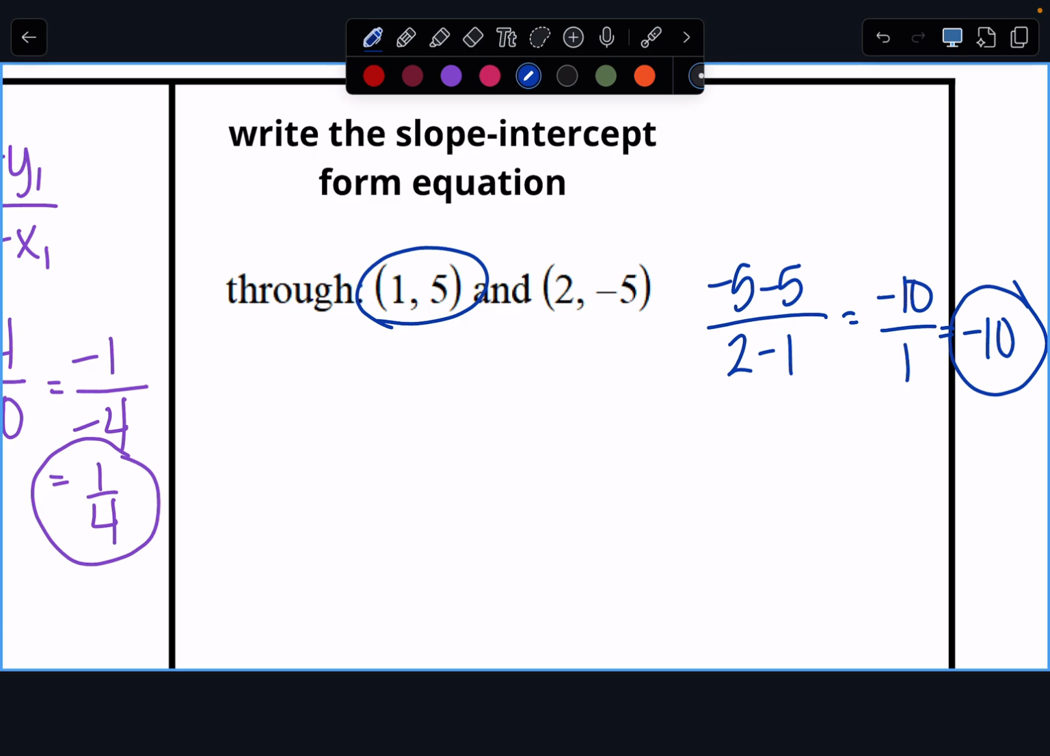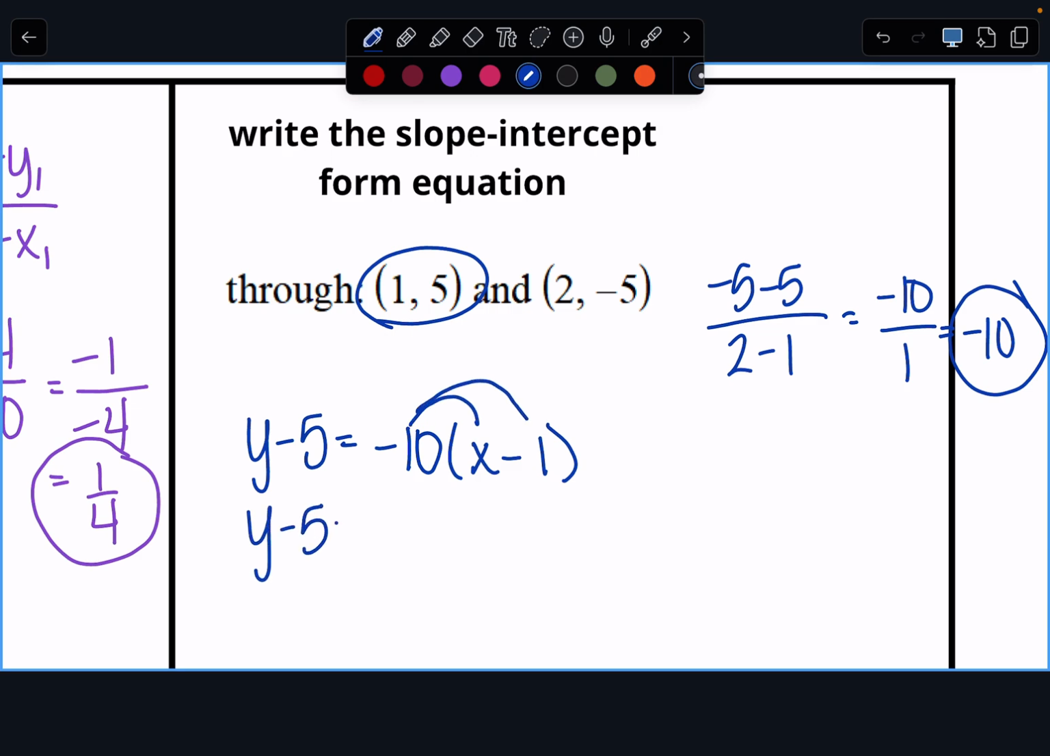So now that I've got my slope circled and the point that I want to use, I can plug it into the formula. So y minus the y value of the ordered pair, which is 5, is equal to my slope, which is negative 10, parentheses, x minus the x value of the ordered pair, which is 1. And then I can distribute.